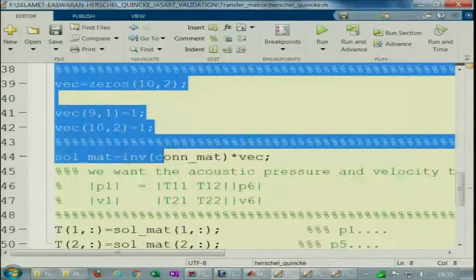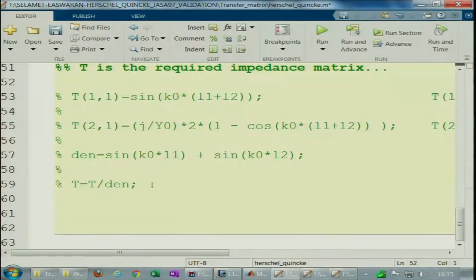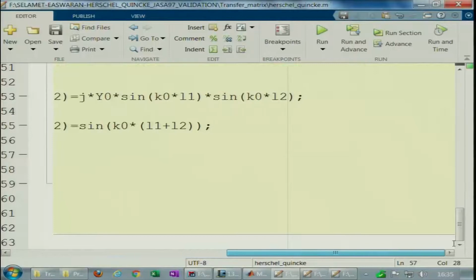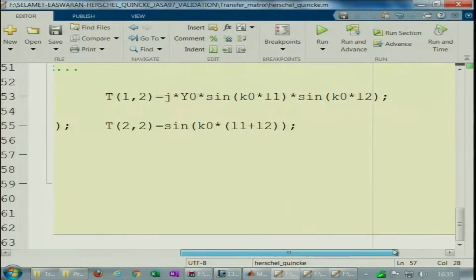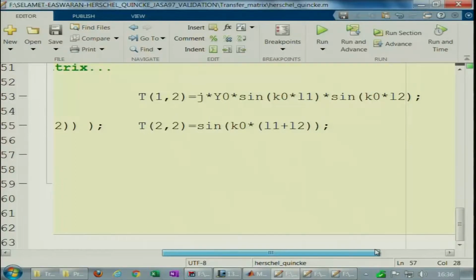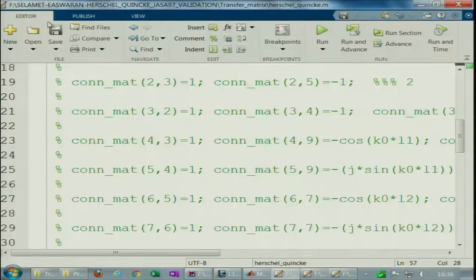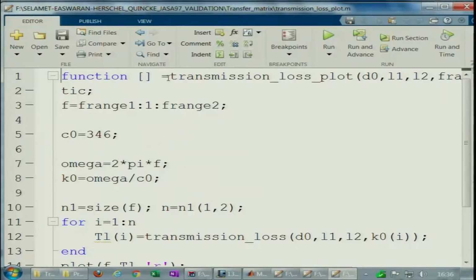I am just going to comment out the entire thing here, and use the analytical expressions, the ones that we derived in Maple with some simplification. These are nothing but sine of K0 (L1 plus L2), your T11 parameter, this is j Y0 into sine of S1 S2, this is again S1 sine of K0 (L1 plus L2), and this is the simplified expression, and the denominator is this one. So, we divide the entire matrix by this. This particular function is invoked by the transmission loss function, which is invoked by the transmission loss plot.